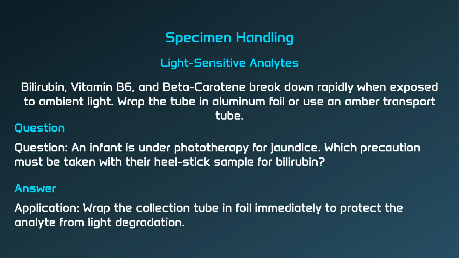Specimen handling. Light-sensitive analytes. Bilirubin, vitamin B6, and beta-carotene break down rapidly when exposed to ambient light. Wrap the tube in aluminum foil or use an amber transport tube. Question. An infant is under phototherapy for jaundice. Which precaution must be taken with their heel stick sample for bilirubin? Answer. Application: wrap the collection tube in foil immediately to protect the analyte from light degradation.